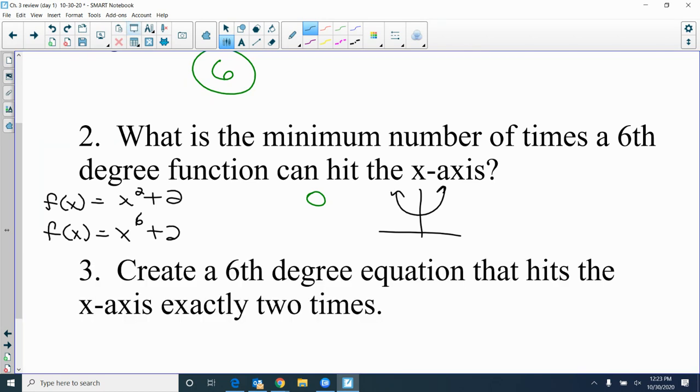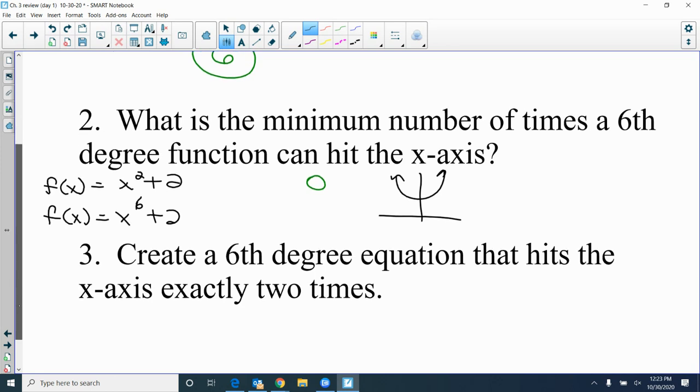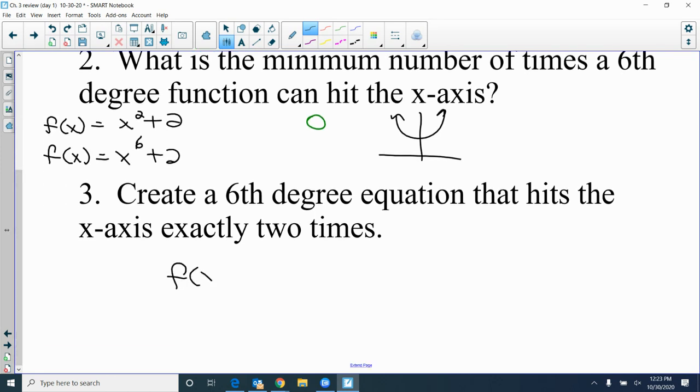Now create a 6-degree equation that hits the x-axis exactly 2 times. I'll give you a little suggestion: keep it in its factored form. Don't try to do something like 2x to the 6th plus 5x to the 5th, just think about it in its factored form. What would that look like? This is like the no calculator part of the test too. You gotta have that understanding.